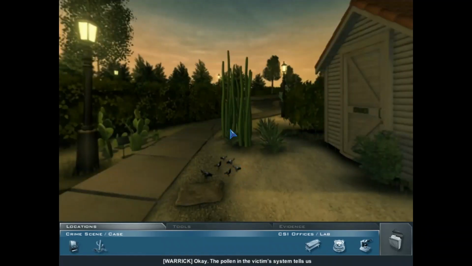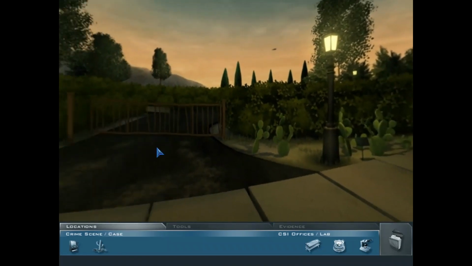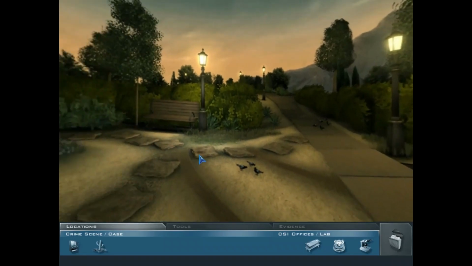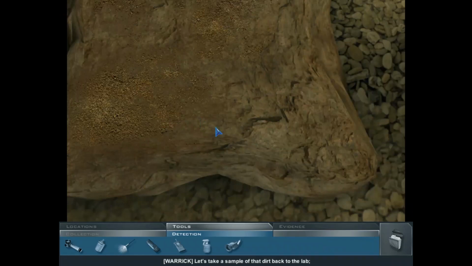Okay. The pollen in the victim's system tells us she may have been here shortly before she died. The greenskeeper reported seeing a woman matching Sophia's description around this area. Let's treat it like a crime scene and process it. Let's take a sample of that dirt back to the lab. Have Greg try and match it to the stains we found on Sophia's pants.